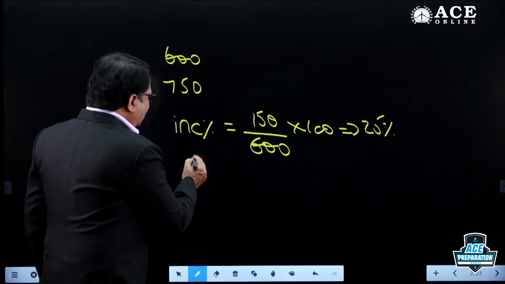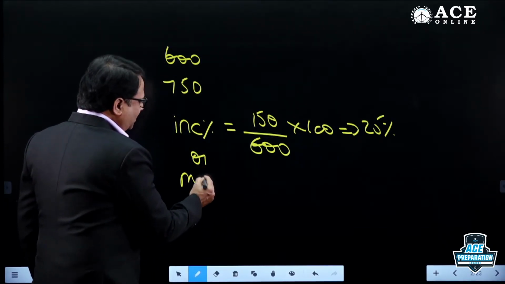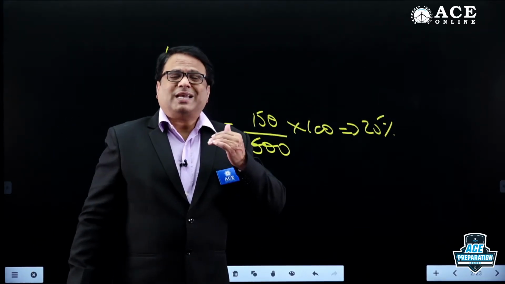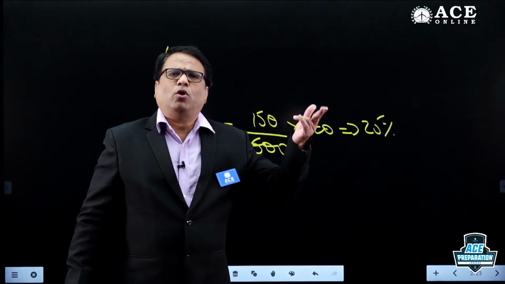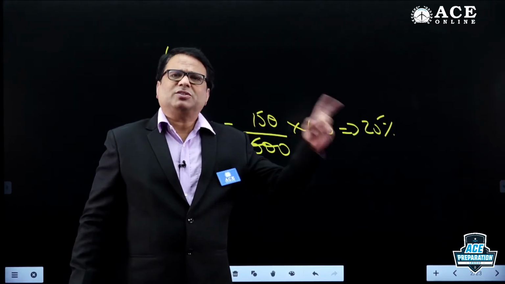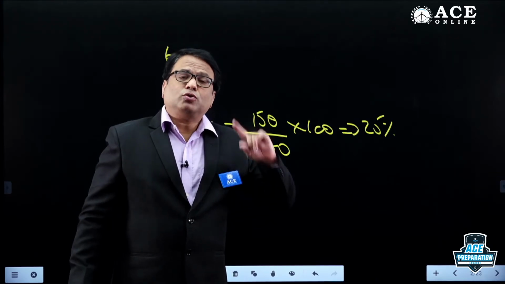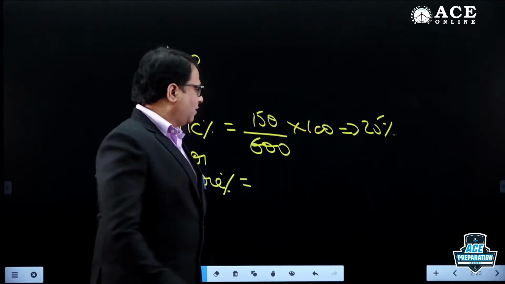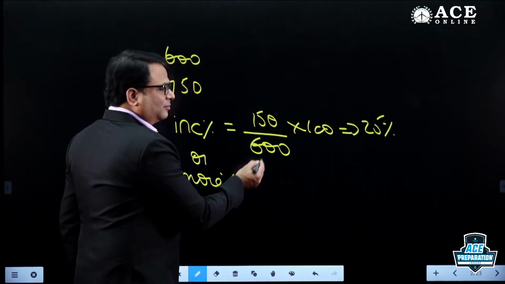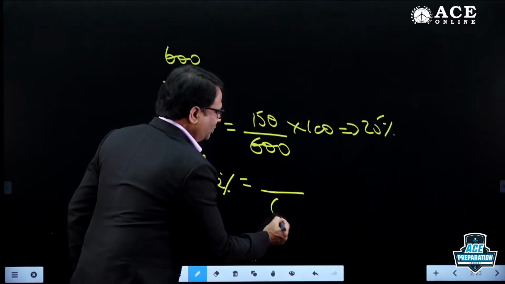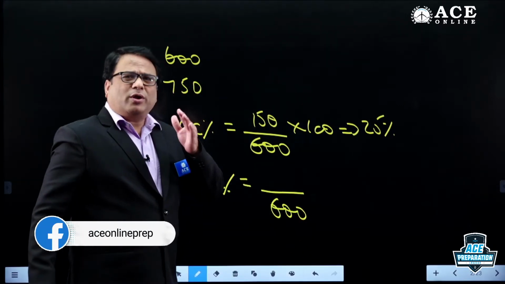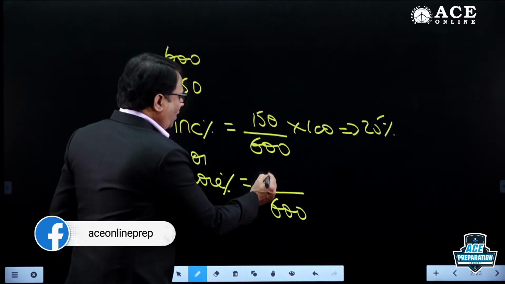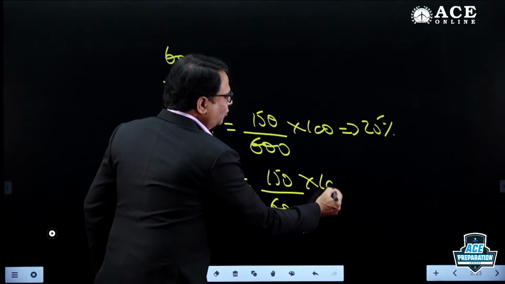And you can also call this increase percent as more percent. Score in the second test is what percentage more when compared to score in the first test. So the comparison is done with score in the first test, which is 600. Then more percent, score in the second test is how much more? That we have to write in the numerator. So 150 into 100, 25%.